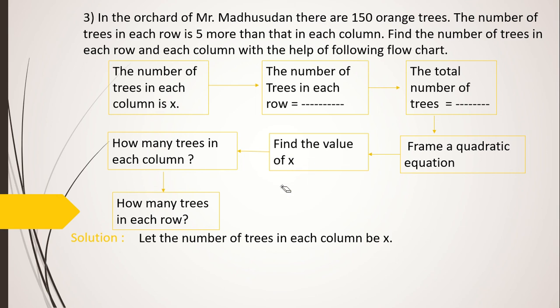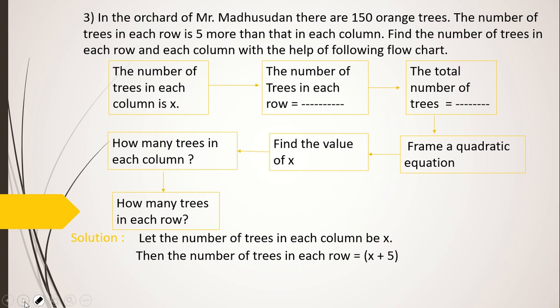We found two values for x. One is x is equal to minus 15, and the other one was x is equal to 10. But we did not choose the negative value. We chose the positive value, that is x is equal to 10. Then how many trees in each column and how many trees in each row? Then find the final answer. That's it. So this is how we did it.